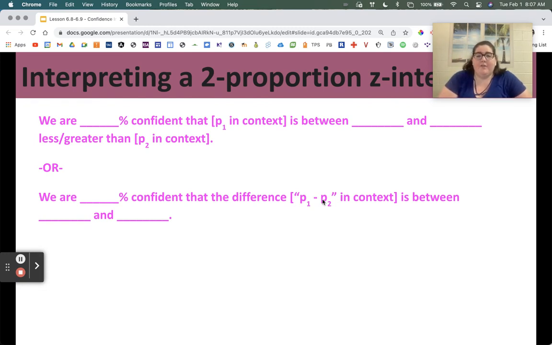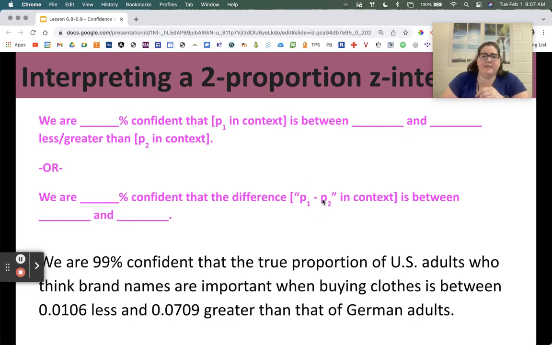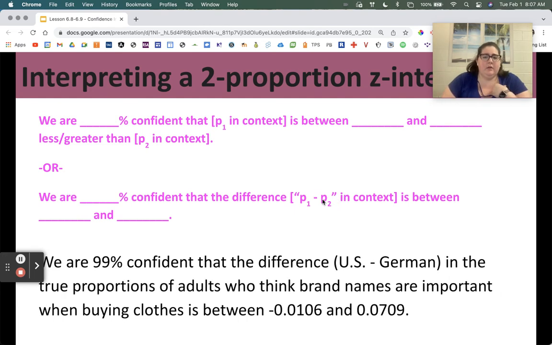So we are 99% confident that the difference (US minus German) of the proportion of adults who think brand names are important is between negative 0.0106 and positive 0.0709. So we could just talk about it as a difference. There is the first way I said that, where we talk about which one's less, which one's greater. And there's the second way, where we look at it as just a difference, but notice that I specifically put US minus German so we would know which way was being subtracted when I did the interval.